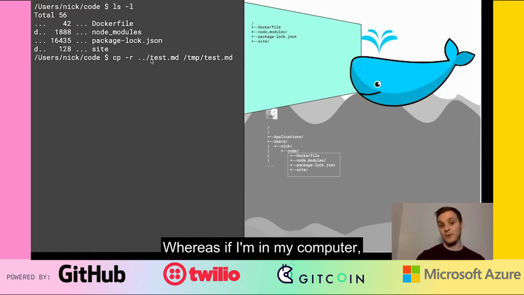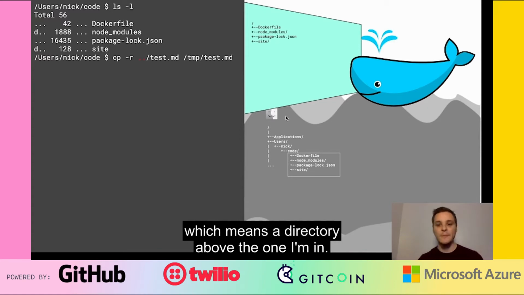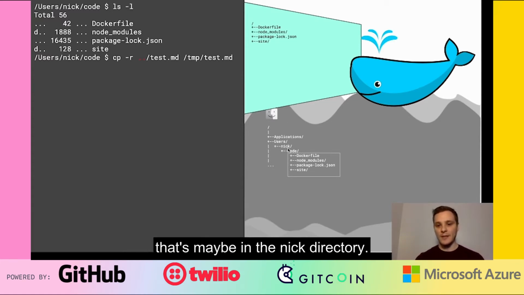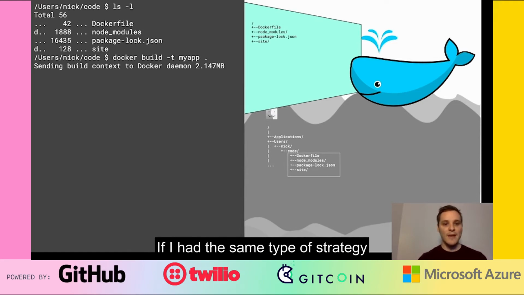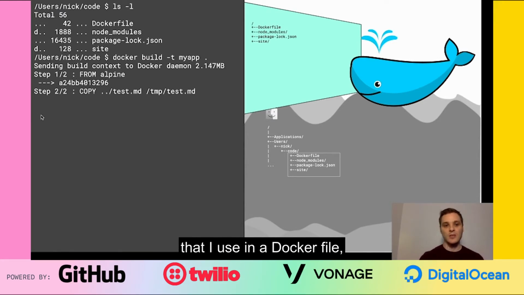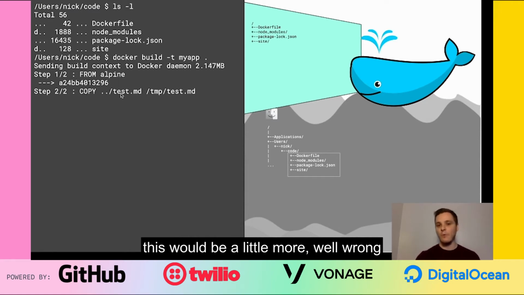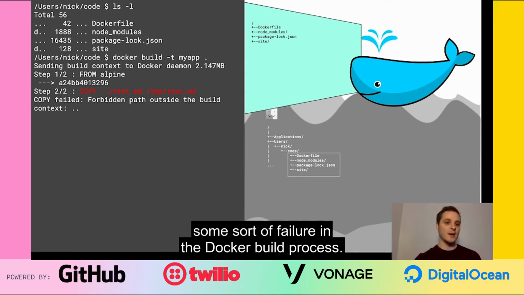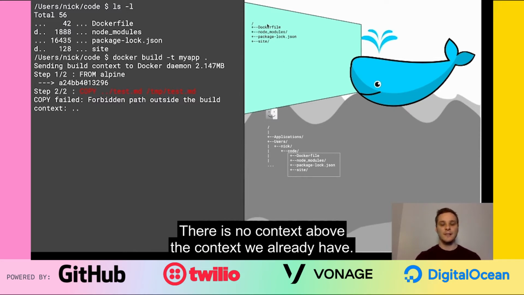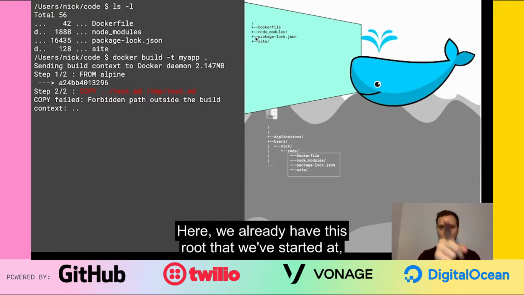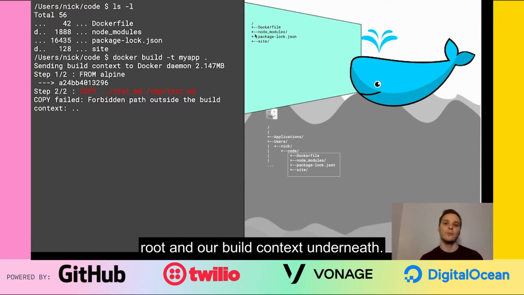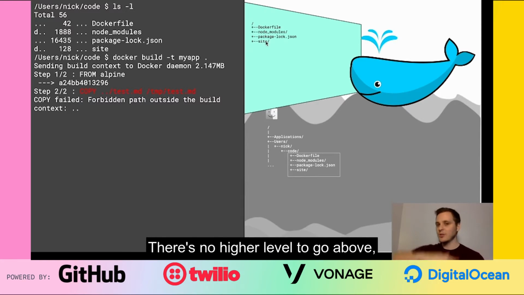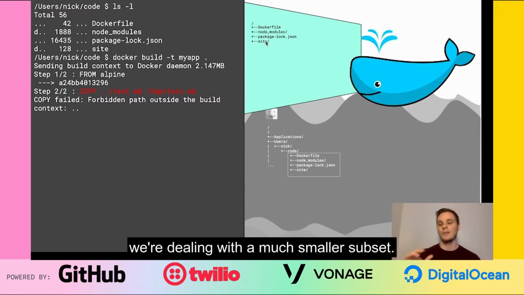Whereas if I'm in my computer, I can specify these special two dots, which means a directory above the one I'm in. That means I could just copy something that's maybe in the nick directory. If I used this same strategy in a Dockerfile, this would be wrong, because this same command would give us some sort of failure in the Docker build process. There is no context above the context we already have. Here, we already have this root that we've started at, and our build context underneath. There's no higher level to go above. We're dealing with a much smaller subset.